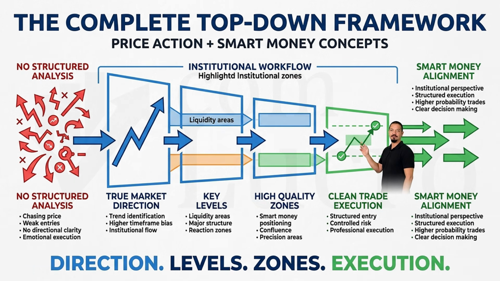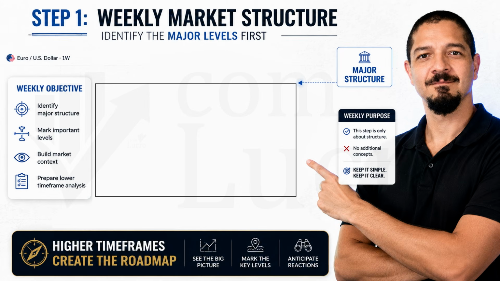Through the integration of price action and smart money concepts, the objective of this top-down method is to determine the true market direction, mark key levels, locate high-quality zones, and execute a clean trade. Let's now apply this process step by step, directly on the chart. As the first step, we begin with the weekly time frame.